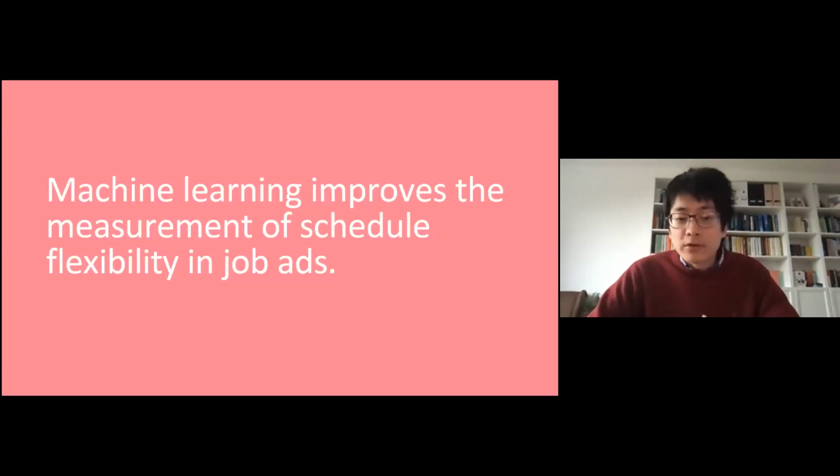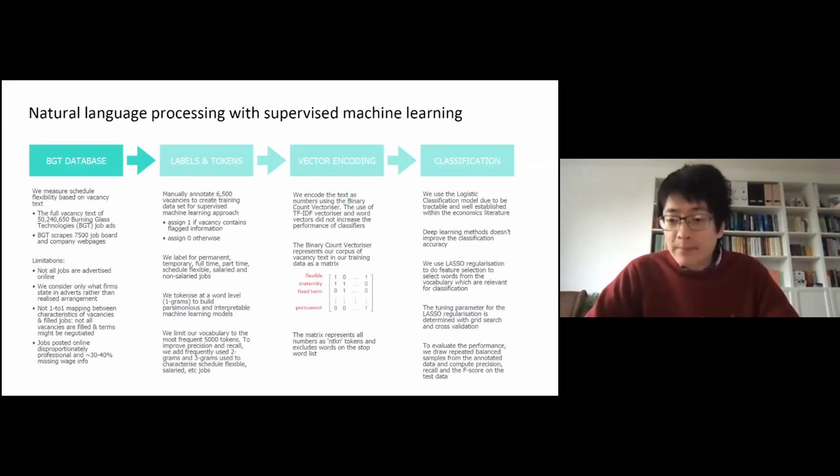So on the first point, that machine learning improves the measurement of schedule flexibility in job ads: we have a pipeline that we follow to do the natural language processing, and it has four steps. In the interest of time, I'll only point out what the four steps are.